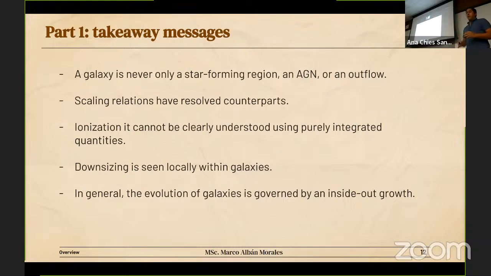And ionization is better understood when you have spatially resolved information, especially to understand how the different ionizing sources can contribute to the continuum in the galaxy. And yes, some of these are things I already said in the last slides.